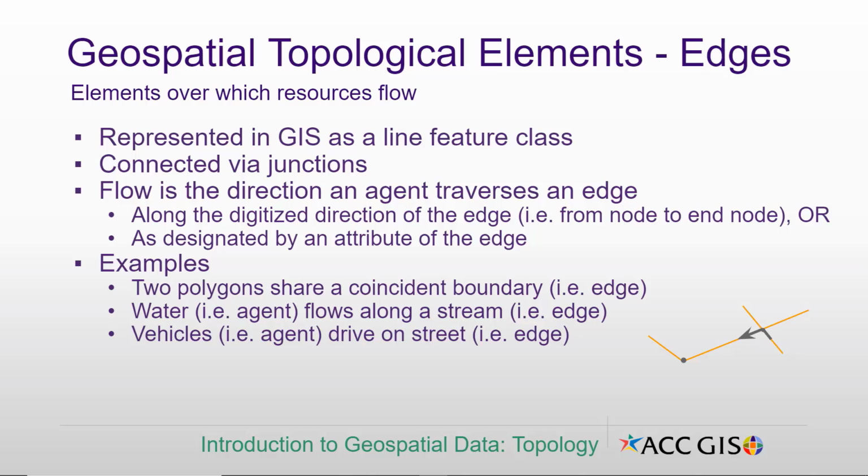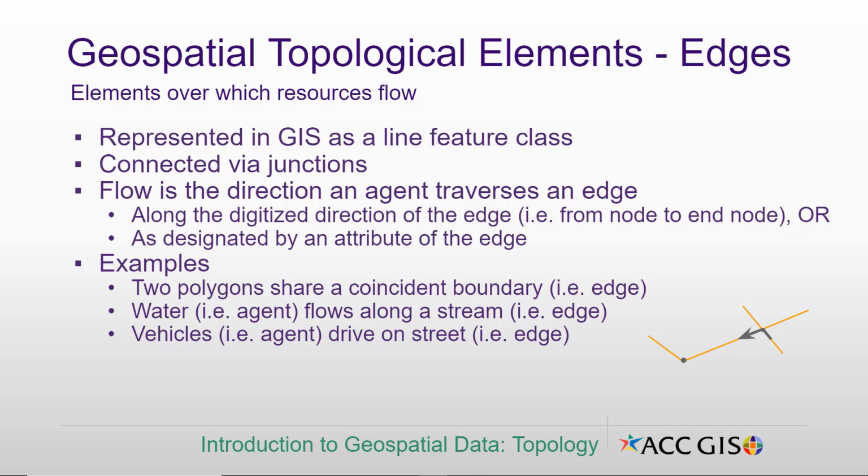Now, edges are elements over which resources flow. They're represented in GIS as a line feature class, and they're connected via junctions. The flow is the direction an agent traverses an edge, and it can be either along the digitized direction of the edge, from the beginning node to the end node, or as designated by an attribute of the edge.